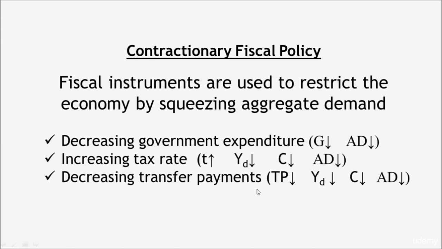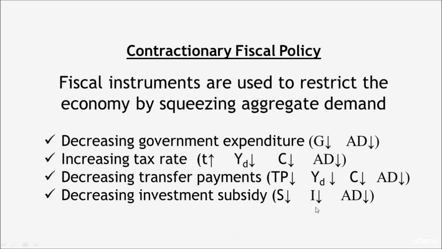Government can reduce the transfer payments. If transfer payment is decreased, disposable income falls. As a result, consumption expenditure falls, and ultimately aggregate demand falls. Decreasing investment subsidy, government can discourage investment spending and thereby aggregate demand. These are the four possible ways following which government can exercise a contractionary fiscal policy.